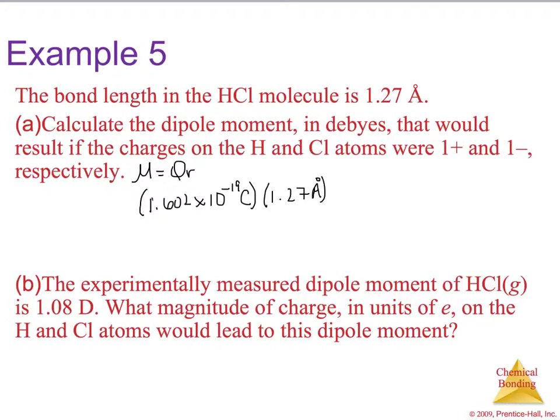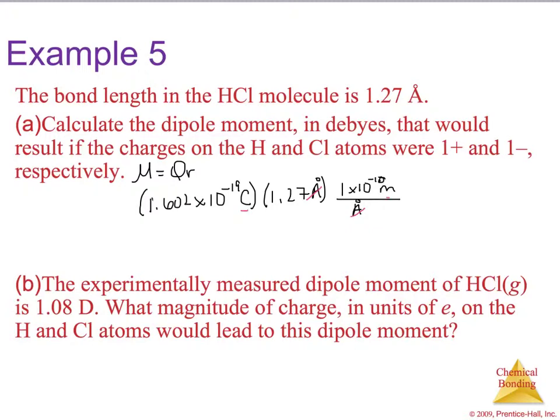Now we do have to convert that to meters. To convert that to meters, we're going to multiply by 1 times 10 to the negative 10 meters for every 1 angstrom. So we've converted that, and we've canceled out our angstroms, and we're left with coulomb meters.